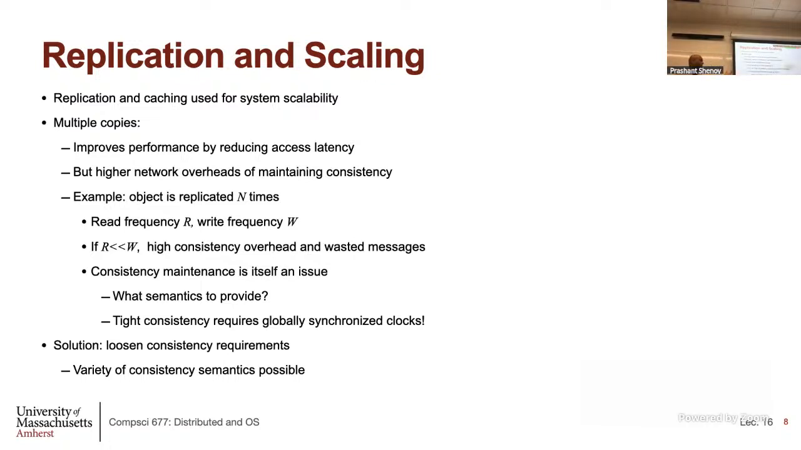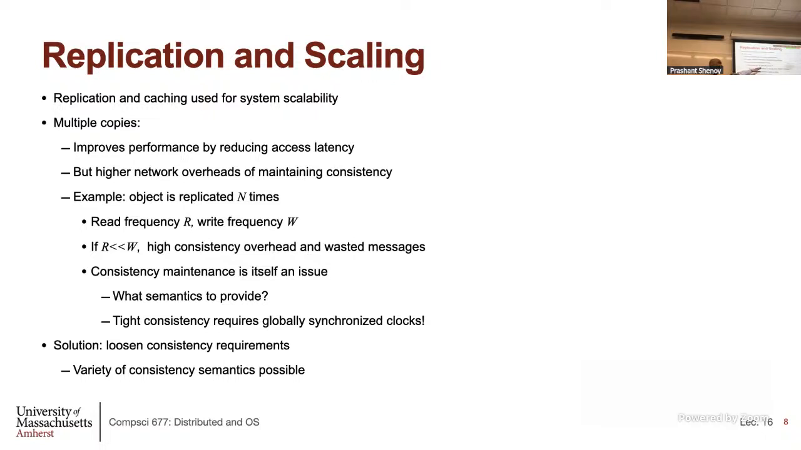Okay? So in some sense, what this very simple analysis is showing is, yes, replication gives you benefits, but it comes at a cost. The cost is consistency overheads. Okay? And that cost is not negligible. You have to weigh that cost against the benefit of replication. Okay, so that's the analysis.